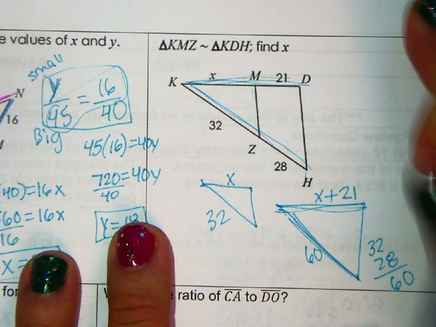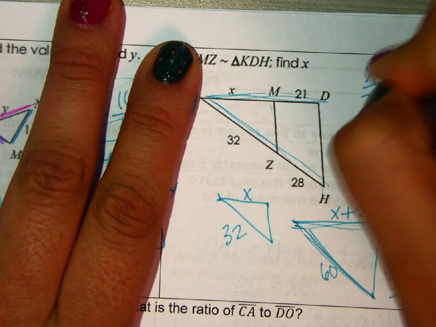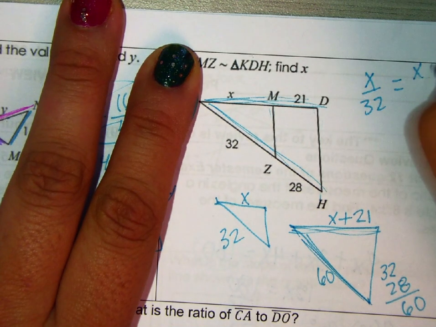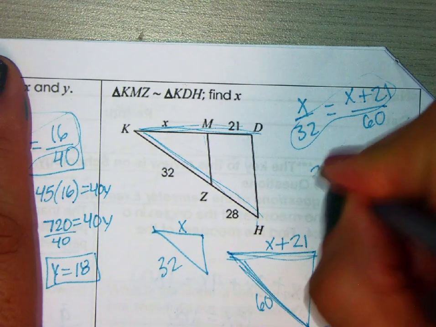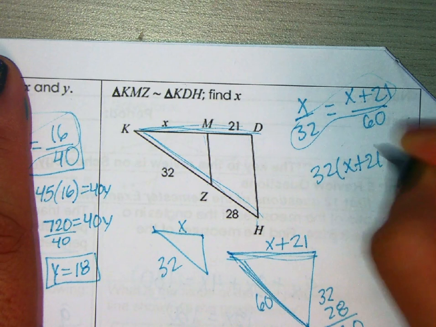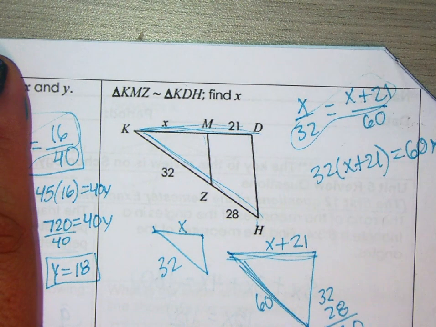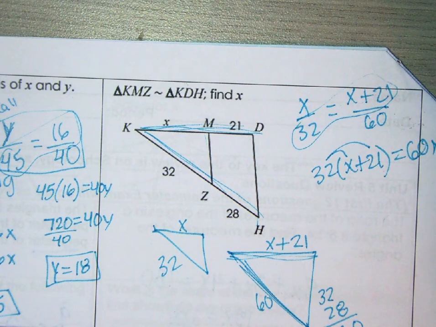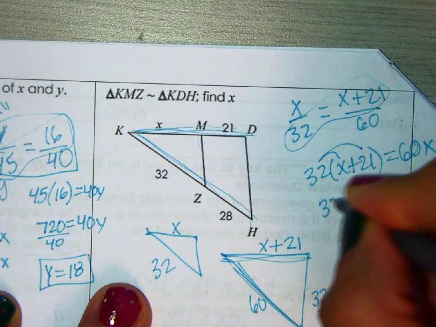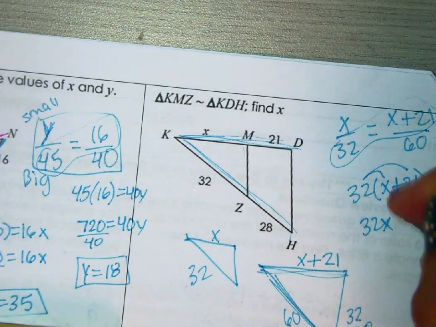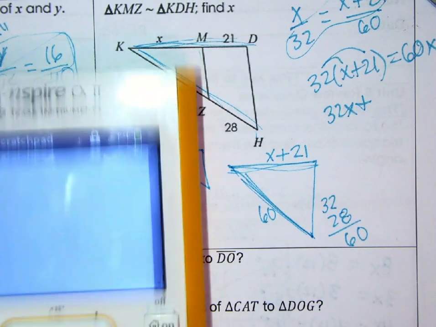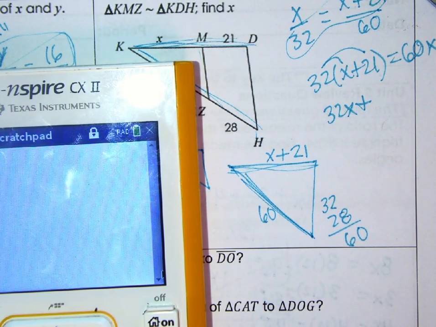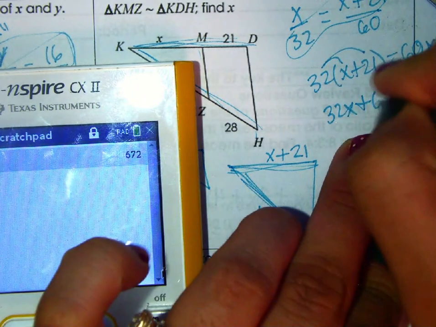We could write x to 32 equals x plus 21 over 60. Cross multiply. 32 times x plus 21 equals 60 times x. Distribute. So we're going to have 32x plus, let me calculate that real quick. So we have 32 times 21, 672.